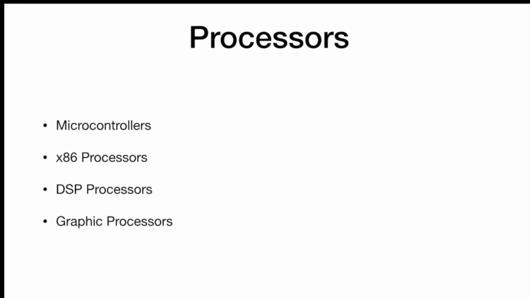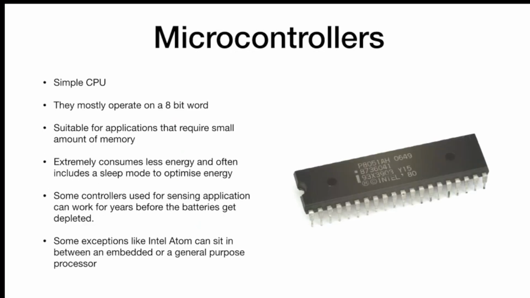In processor, as we discussed yesterday, we have seen microcontrollers, we have seen x86 processor, we are going to see DSP processor, and we are going to see graphic processors. So these are the four different kinds of processors that we can design for any system. So first thing is a microcontroller.